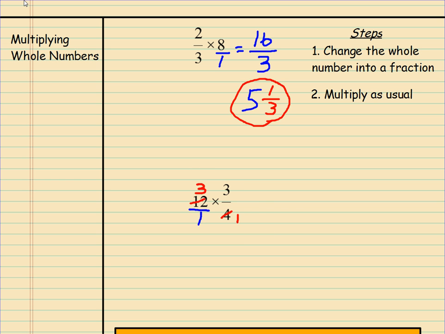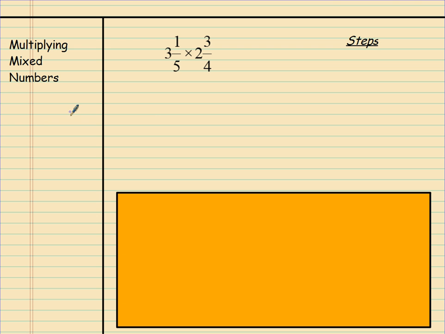And now let's multiply. Numerator times numerator, 3 times 3 is 9. Denominator times denominator, 1 times 1 is 1. Let's simplify this. I'm sorry, not simplify. Let's change this into a mixed number. 1 goes into 9 9 times. Well, that's it. 9 divided by 1 is 9. Quite simple. Next part, multiply mixed numbers.